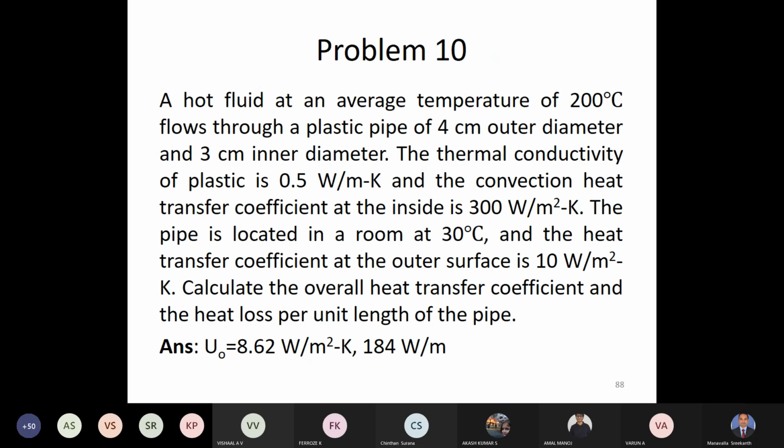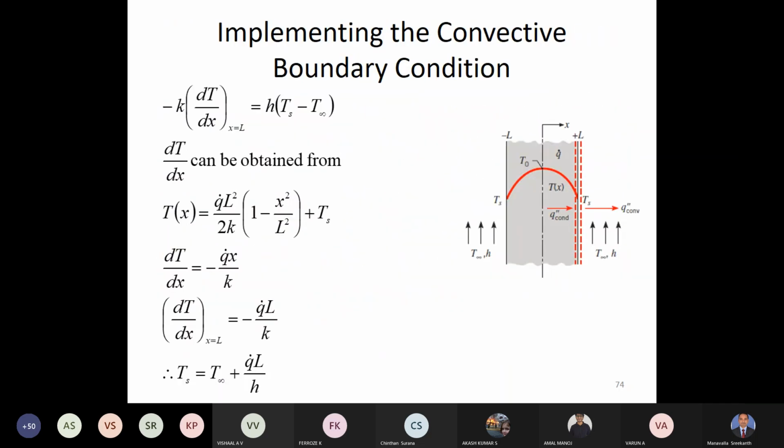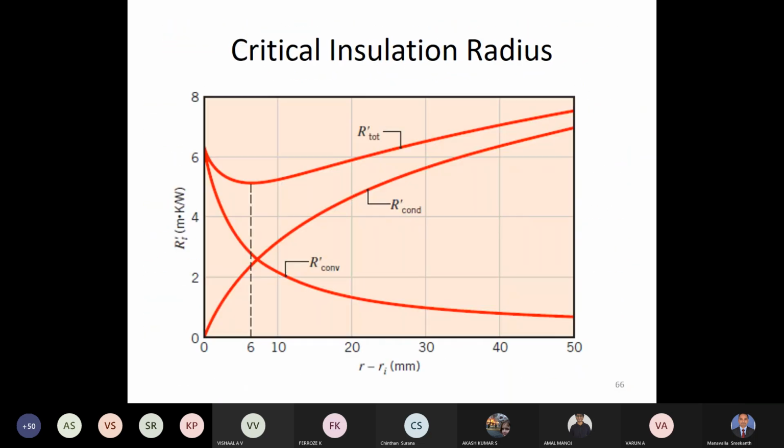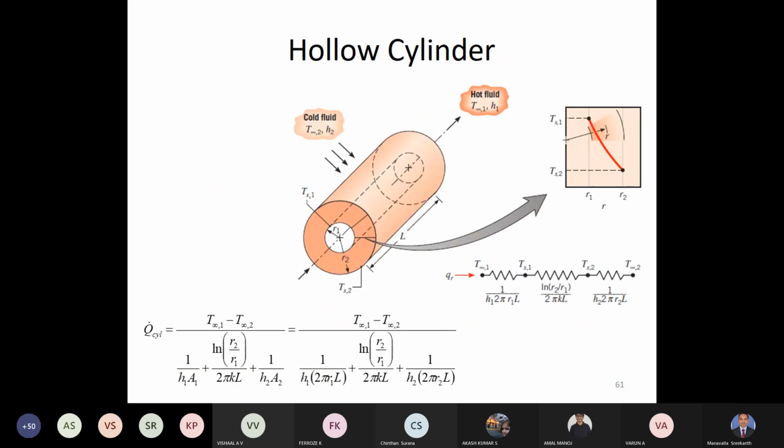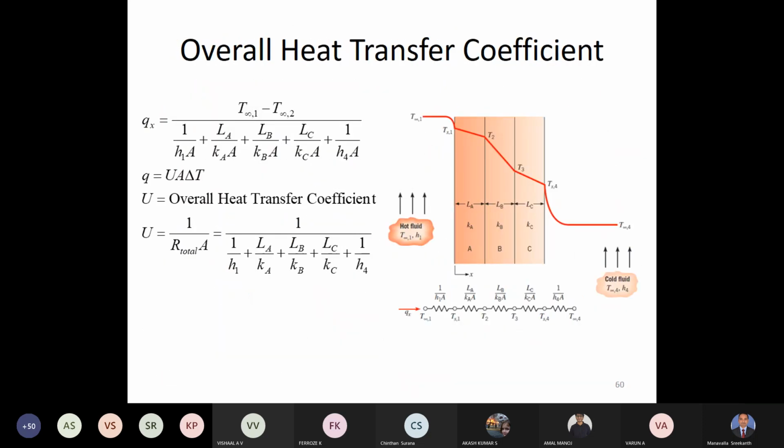Now moving on to the next problem. This problem is related to a concept called the overall heat transfer coefficient. So what is this overall heat transfer coefficient? We have seen it in one of the earlier slides. In this heat transfer, we used to calculate heat transfer as the overall temperature difference divided by the resistance. As per this figure, the resistance is made out of 5 components.